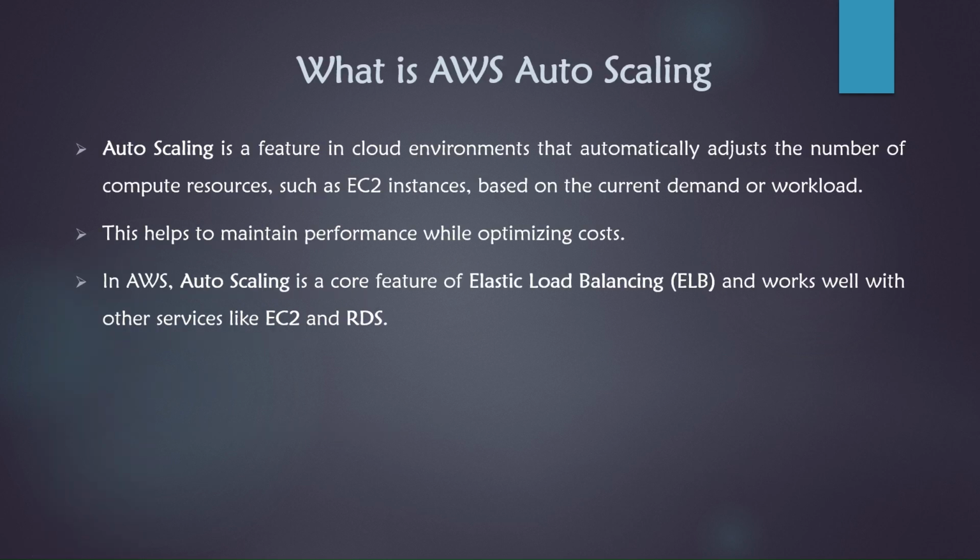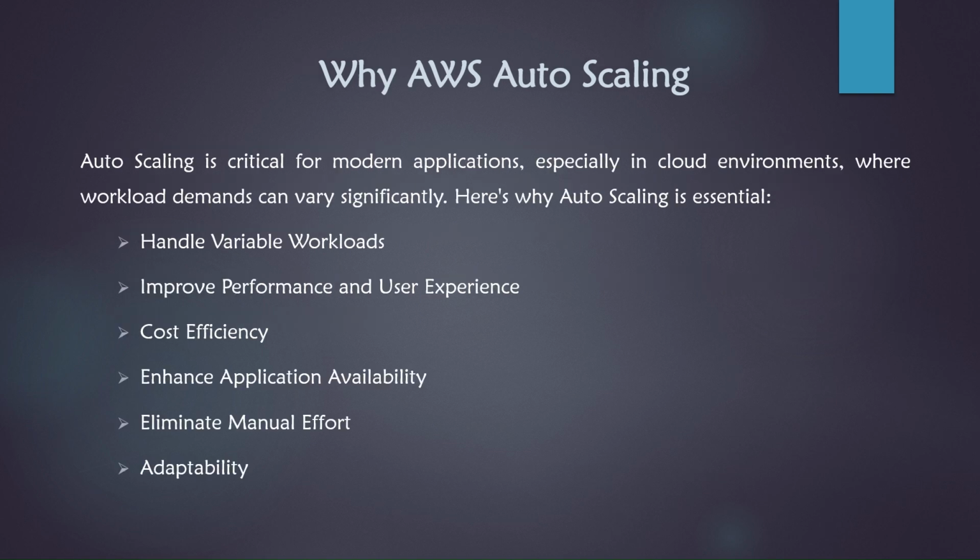What is auto scaling? Auto scaling is a feature in cloud environment that automatically adjusts the number of compute resources such as EC2 instances based on the current demand of workloads. So based on the workloads, auto scaling can increase or decrease the number of instances. This helps to maintain performance while optimizing cost. In AWS, auto scaling is a core feature of elastic cloud balancing and works well with other services like EC2 instances, RDS.